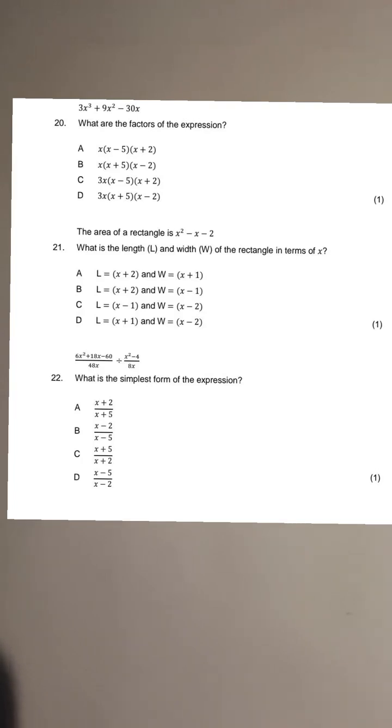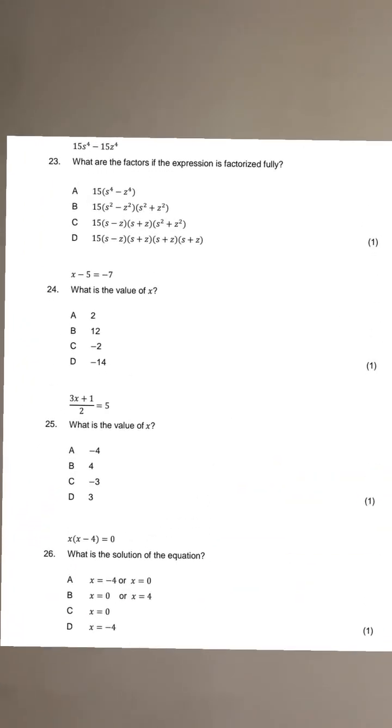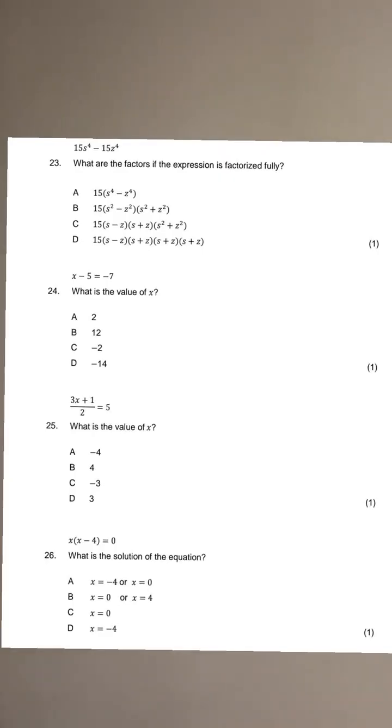Okay. All right, let's move on to the next question. Okay, there we are. Number 23. 15s to the power 4 minus 15z to the power 4. What are the factors?